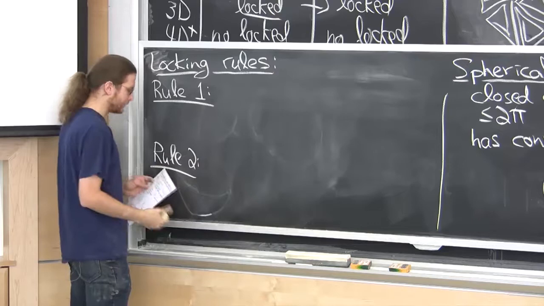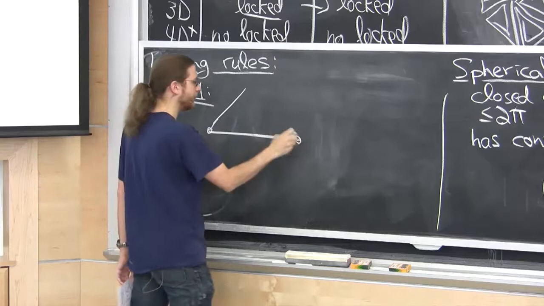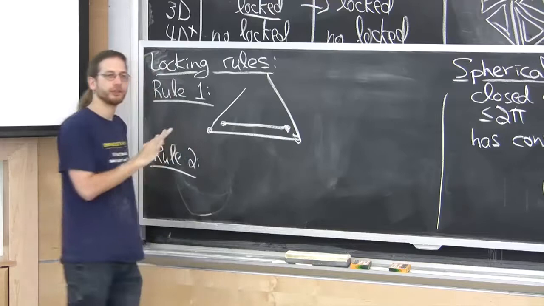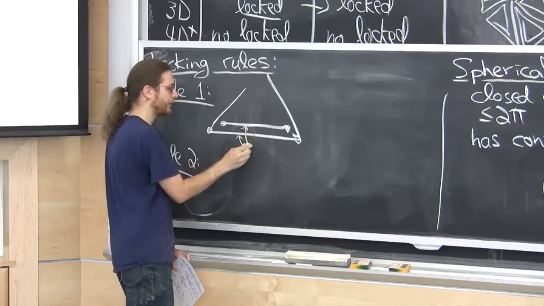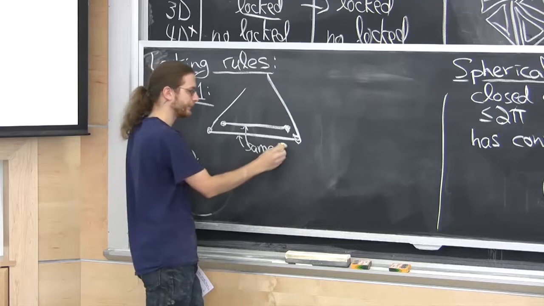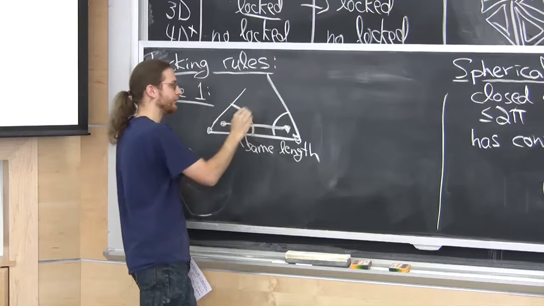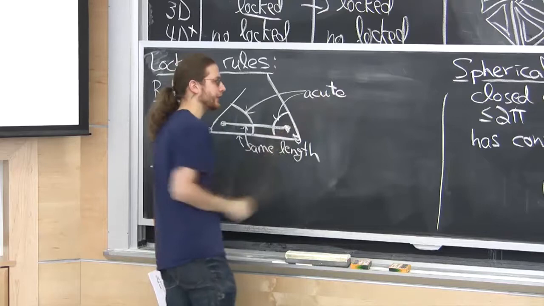So, rule one. You'll see why this is interesting in a moment. I have some self-touching linkage. We're in the same framework. Suppose these two edges have the same length. I'm drawing this one slightly smaller, just so I can show you which is on which side. But suppose they have the same length. And suppose that both of these angles are acute, strictly less than 90.